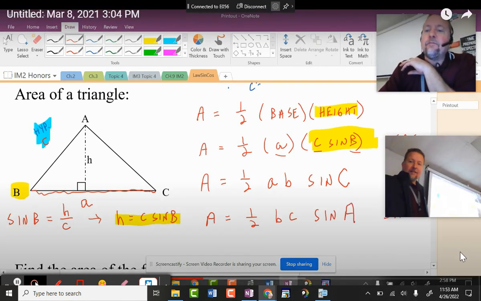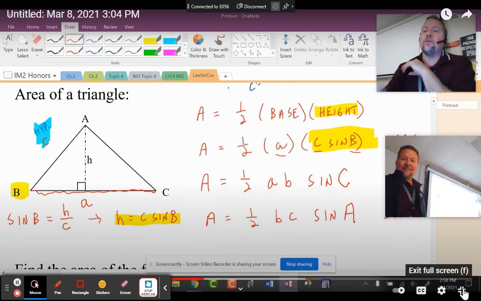So these are formulas that would work. Oh, sorry. Okay, and that's it.